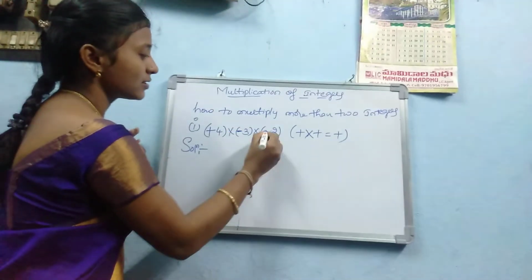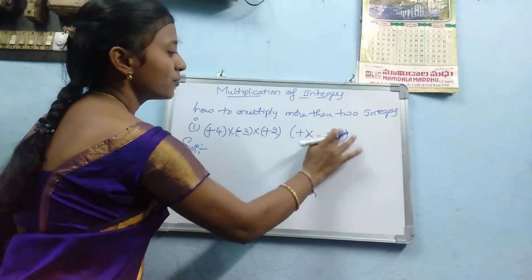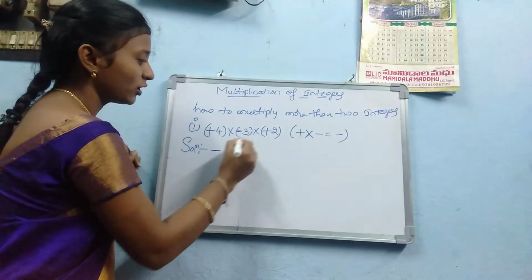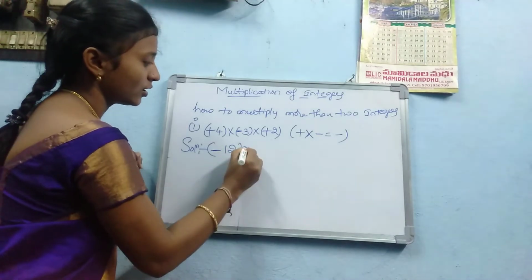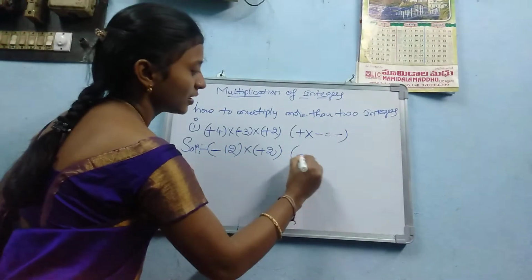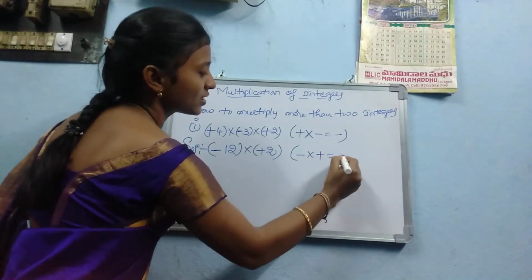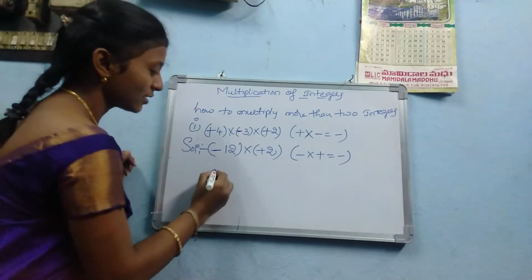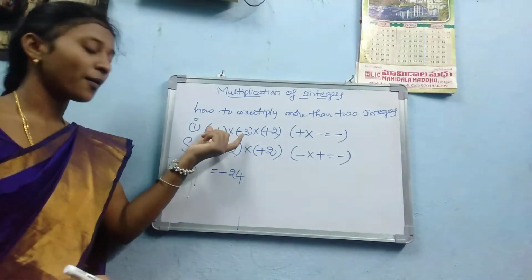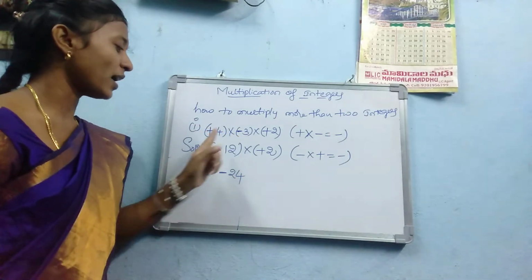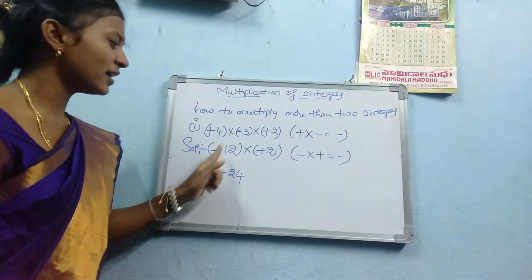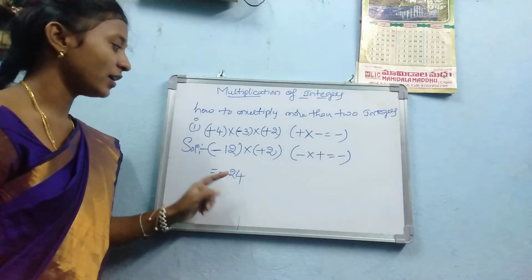Plus into minus is minus. Plus into minus is minus, 4 threes are 12, into plus 2. Minus into plus, in this we use the odd law. Minus into plus is minus, 12 twos are 24. First we multiply two integers, plus into minus is minus, 4 threes are 12. Into plus 2 we write as it is. Next minus into plus is minus, 12 twos are 24.